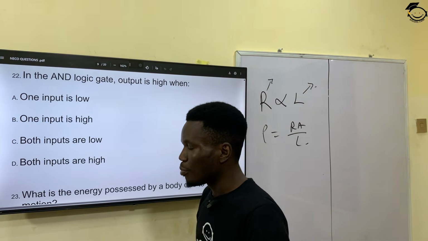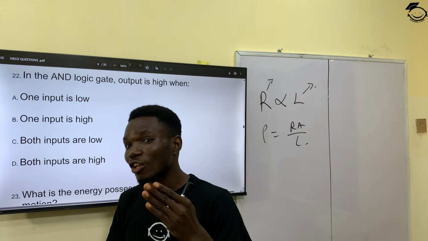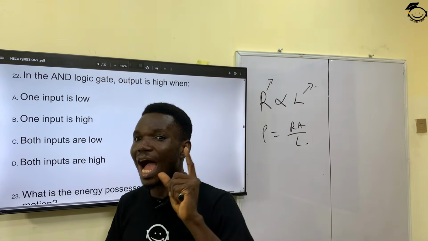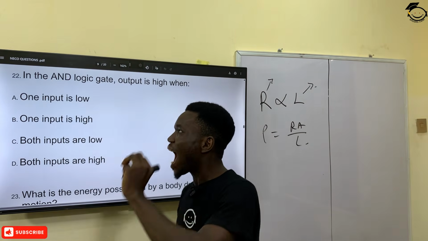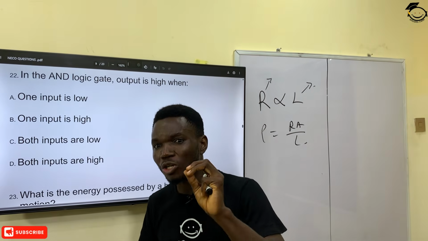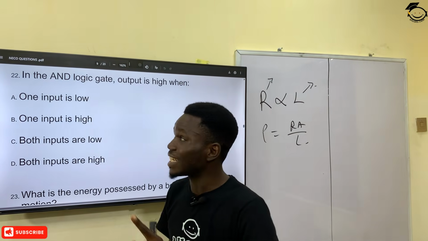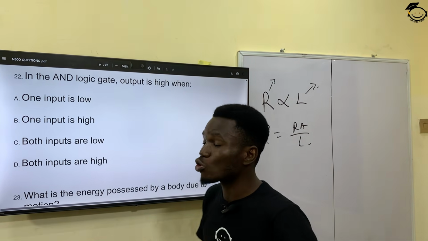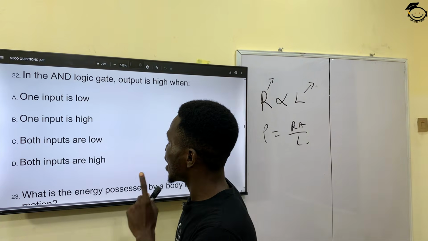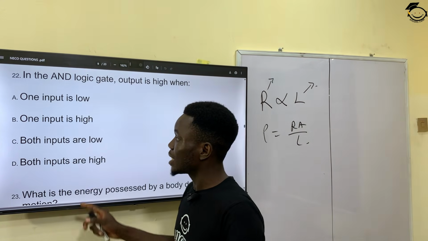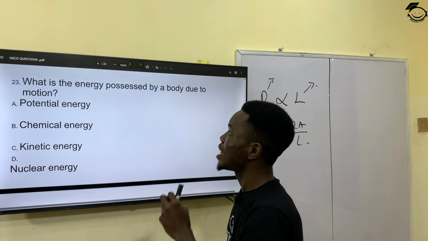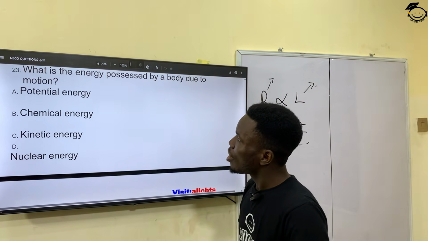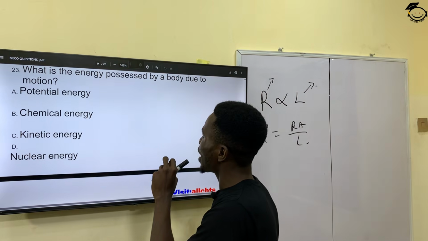So that takes us to question number 22, which says in the AND logic gate, output is high when dash. Please note that in the AND logic gate, output is only high when both inputs are high. So whenever both inputs are high, automatically the output will also be high in the AND gate. And that is option D.